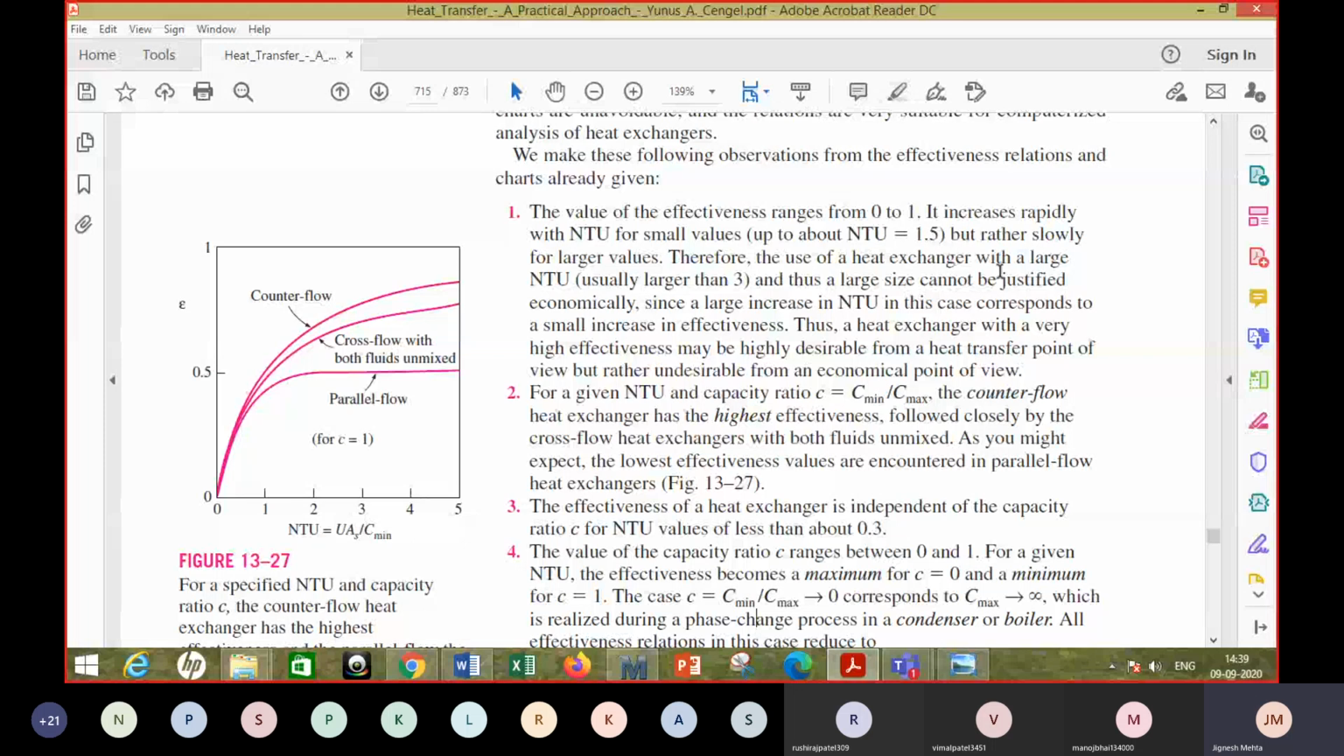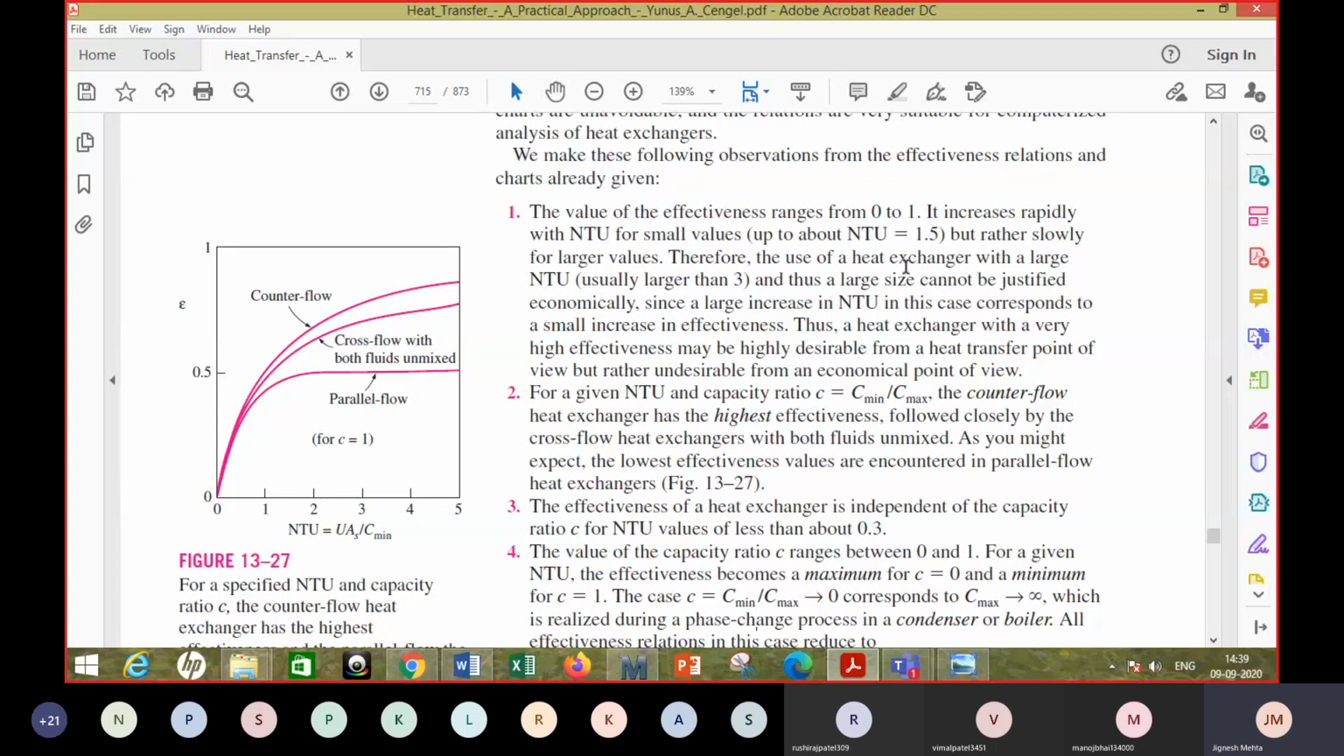Therefore, the use of heat exchanger with a large NTU, usually larger than 3, and thus a large size cannot be justified economically, since a large increase in NTU in this case corresponds to a small increase in effectiveness. Thus, a heat exchanger with a very high effectiveness may be highly desirable from heat transfer point of view, but rather undesirable from an economical point of view.